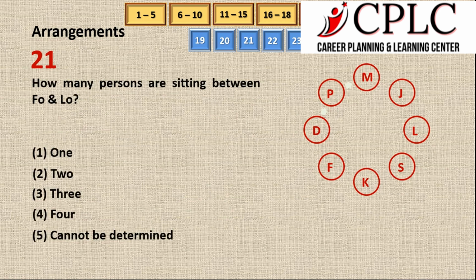How many people are sitting between F and L? This is where students make mistakes. Between F and L, if you look from the bottom part, there are only 2 people. But if you look from the upper side, there are 4 people. And since it is asked just between them, the answer is cannot be determined. Be very careful with these sorts of language. This is where the examiner can catch you off guard if you are not very attentive about the language and careful about the solution.